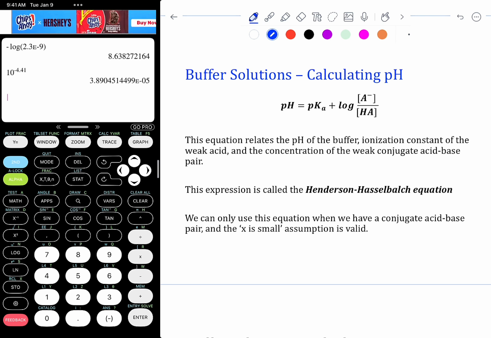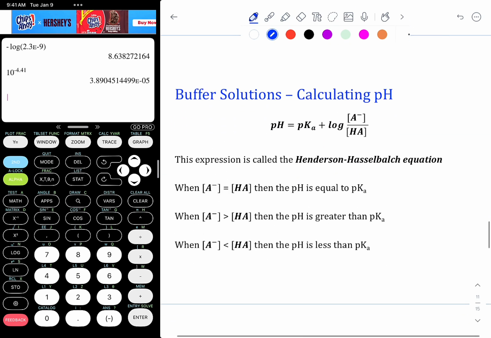Now, as a reminder, we can only use this equation when we have a conjugate acid-base pair, okay? We have to have that pairing, and the x is small assumption is valid, so our Ka is going to be small. Typically, you are going to be using the Henderson-Hasselbalch equation when you're given an acid and a conjugate base. Again, that conjugate base is going to be presented to you as a salt, having that counter ion present with the common ion, so just keep that in mind. Most of the time you're going to be using Henderson-Hasselbalch because that x is small assumption is most likely valid with a lot of these weak acids.